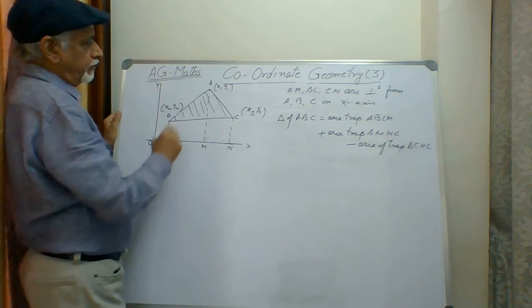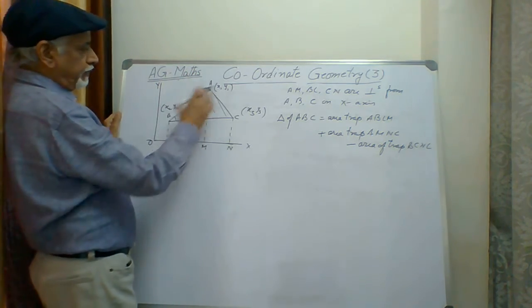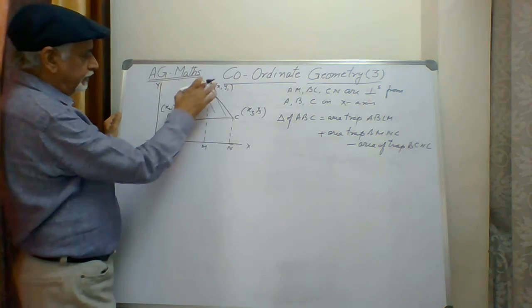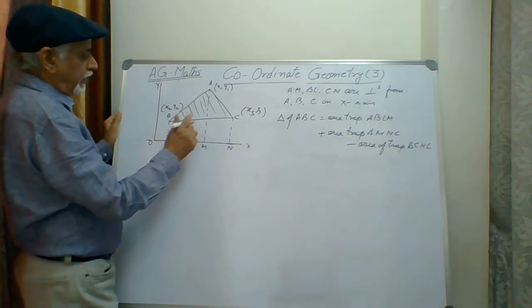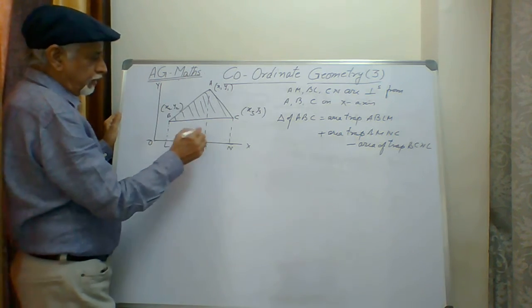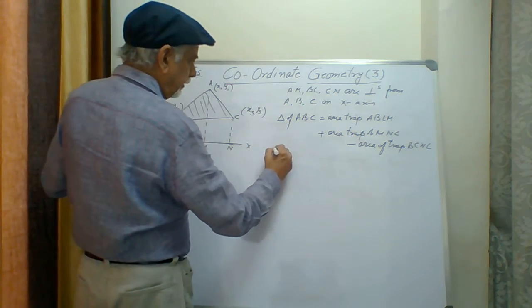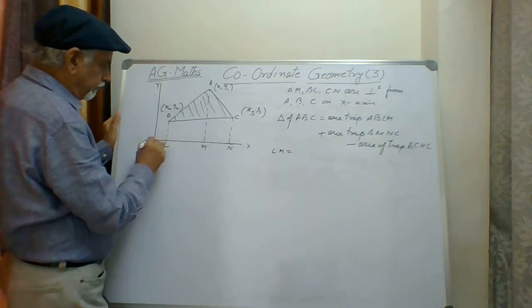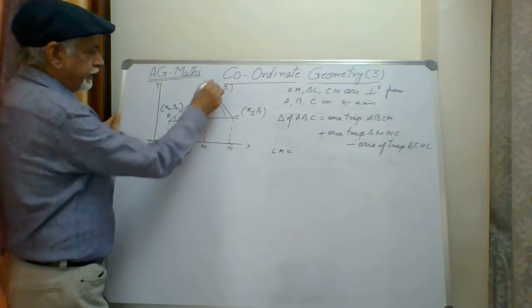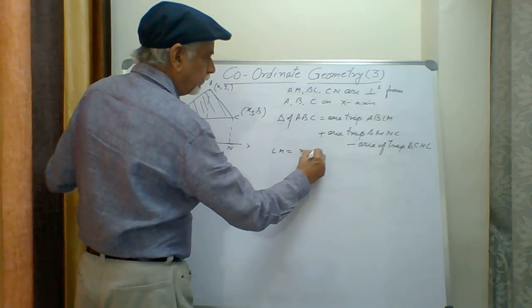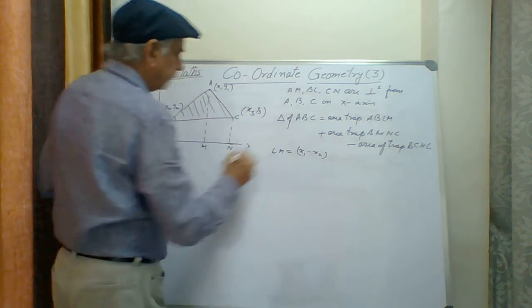Now we know the area of a trapezium is the sum of the parallel sides into the distance between them. So what is the distance between them in the first case? It is LM. LM distance is equal to OM minus OL. That is x1 minus x2. Right?